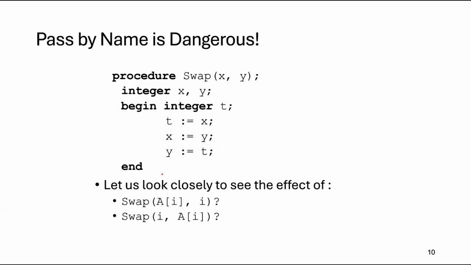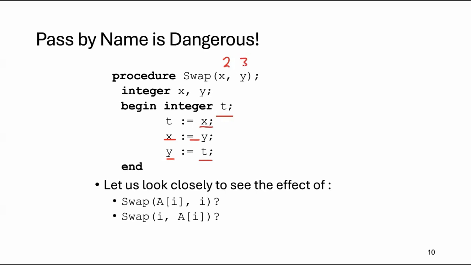Even though pass by name looks very powerful and amazing, it's actually very dangerous, and in some situations it prevents some things from even happening. Consider the procedure we have here. We want to do a simple swap of two parameters, x and y. We create a temporary variable t. t is equal to x, x is equal to y, and y is equal to t.